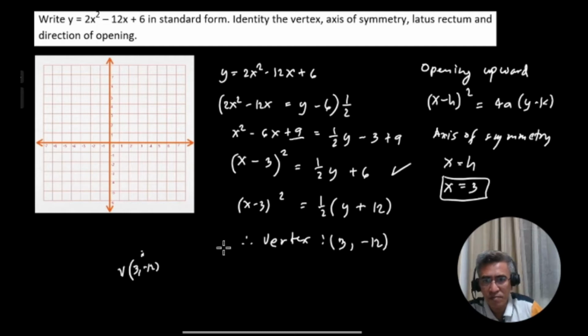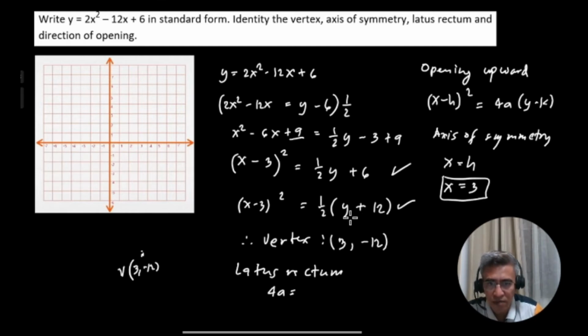And to find the latus rectum, which is equivalent to 4a, in the equation, the constant outside the y plus 12, is 1/2. Therefore latus rectum is 1/2. Vertex 3 comma negative 12, axis of symmetry, which is x is equal to 3, and latus rectum, which is 1/2, and the direction of opening is upward.